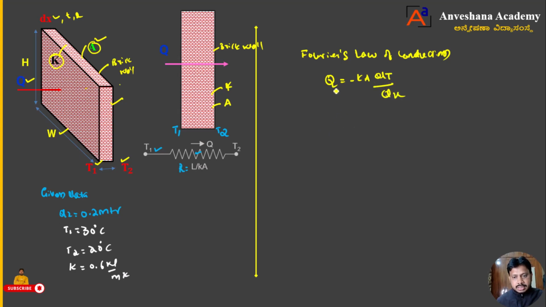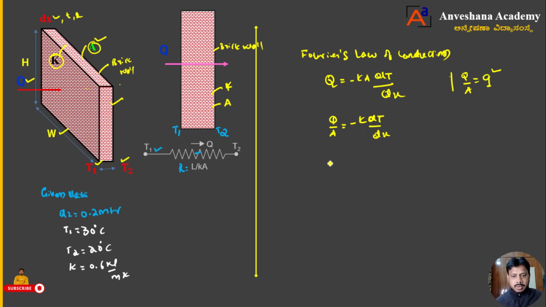Now I will take this A to this side. That means Q divided by A is equal to minus K into dT by dx, dear students. This Q by A we know already is small q. That means the rate of heat transfer per unit area, which is nothing but the heat flux, is represented with notation small q, where capital Q represents the total rate of heat transfer over the whole area. You have to keep that in mind.